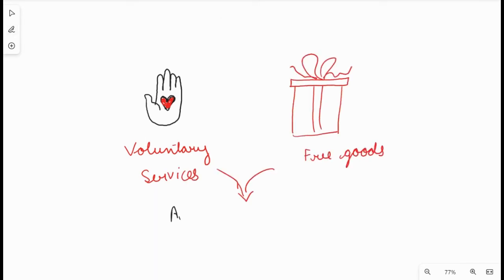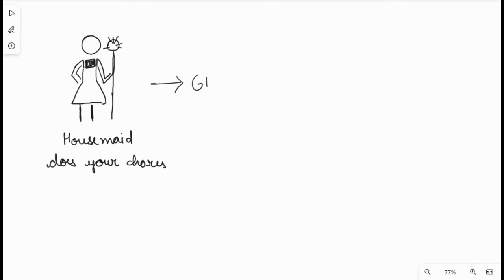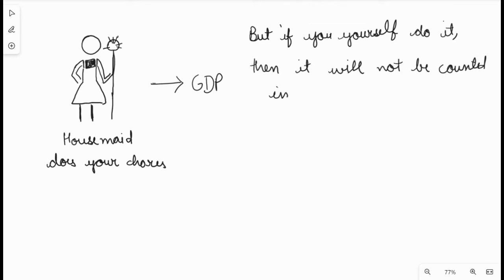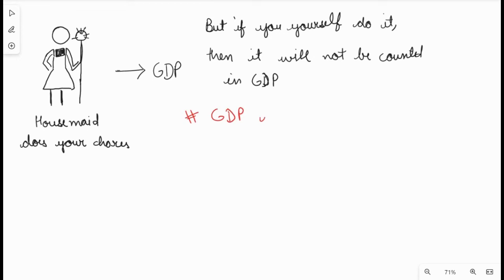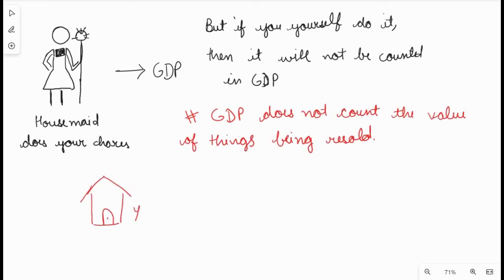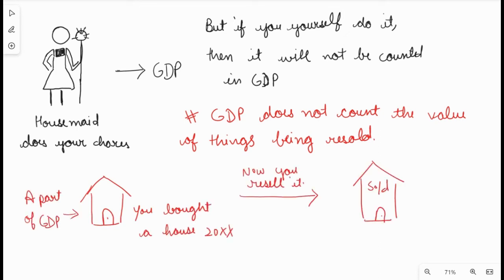Let's look at another example. For instance, if a housemaid does your house chores, then her services are counted in GDP, because she is getting paid for it. But if you do the same things for yourself, then it will not be part of GDP, because you are not getting paid. The next big thing about GDP is that it does not count the value of things being resold. Let's say you bought a house some years ago and now you resell it, then it will not be counted in GDP.